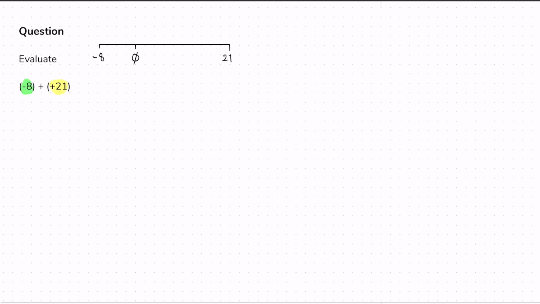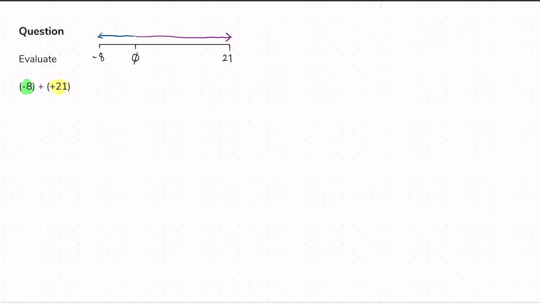What the numbers tell us is how far away from 0 we are. And what the positive and negative tell us is in which direction we're going. So this first one, negative 8, tells us we're going to the left, 8. 21 tells us we're going to the right, 21.